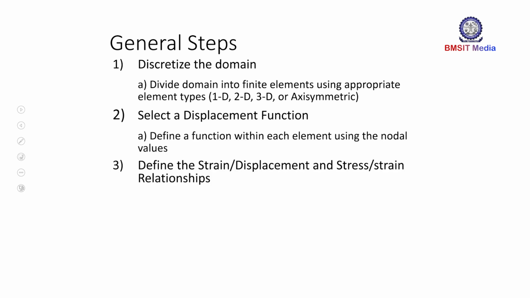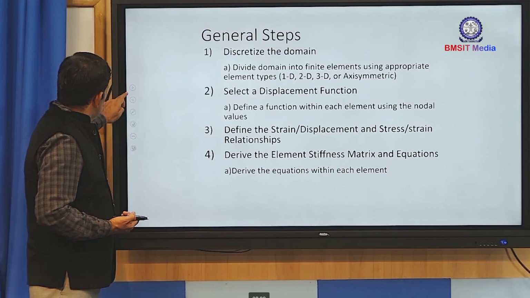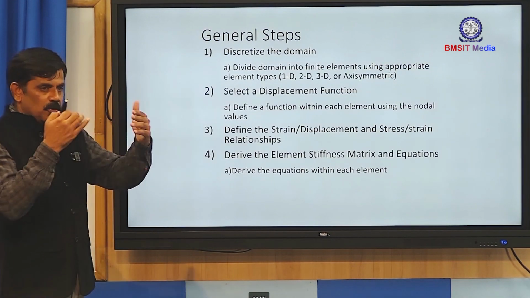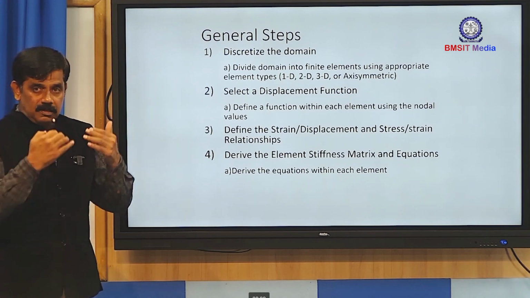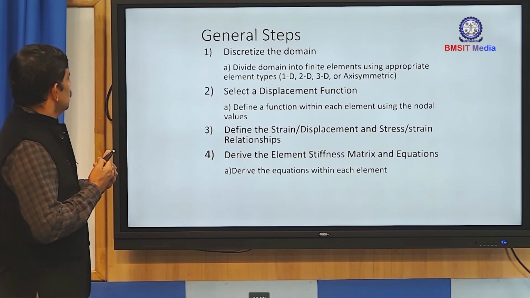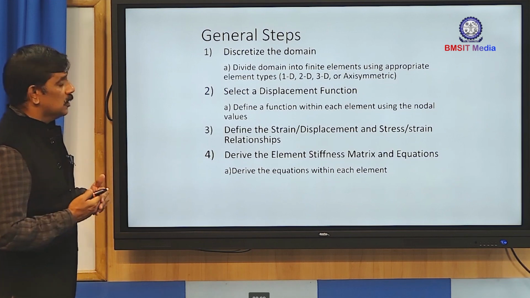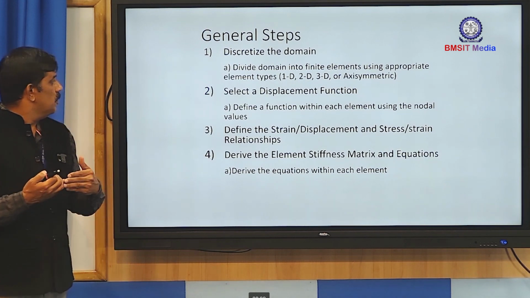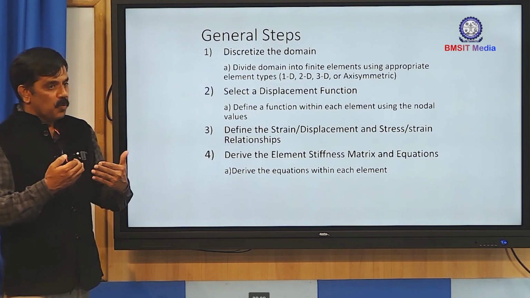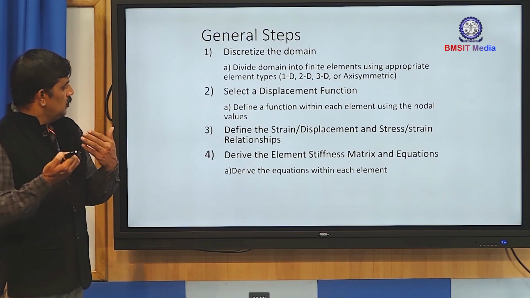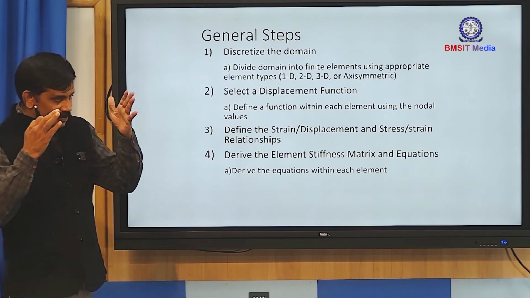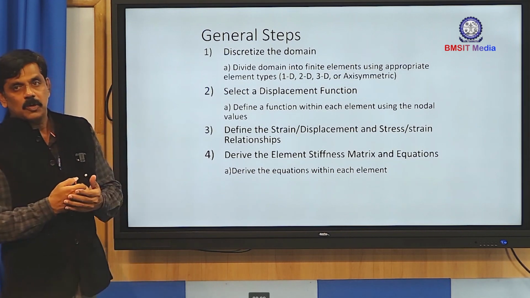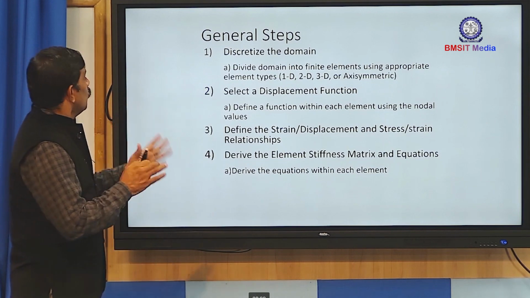If you summarize the steps involved in finite element method, the first one is we have the structure. You have to divide the structure into smaller and smaller elements. Hence, it is referred to as a finite element. That is nothing but a discretization of the domain. Once you say discretization of the domain, you have to divide the domain into finite elements using appropriate elements. So either we can go for 1D element or 2D element or 3D element, or sometimes the whole structure is axisymmetric with respect to the geometry, as well as axisymmetric with respect to the loading also, not only the geometry.